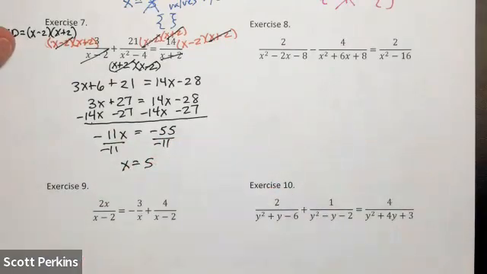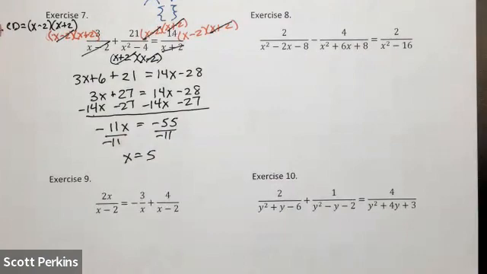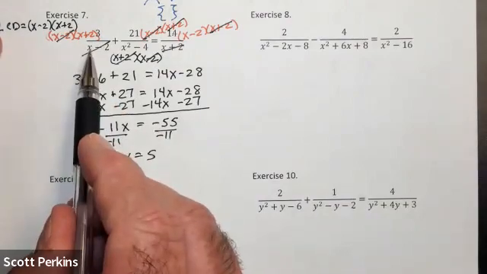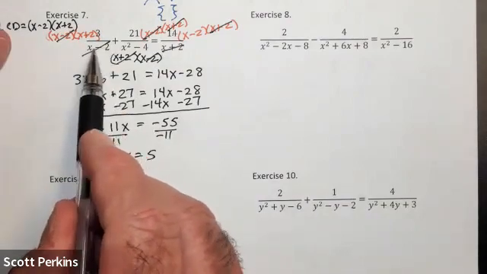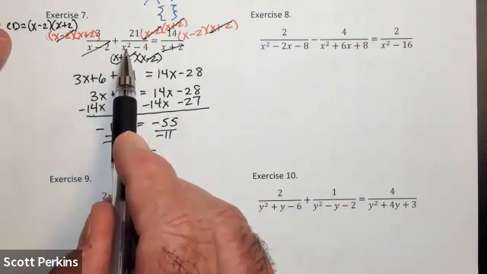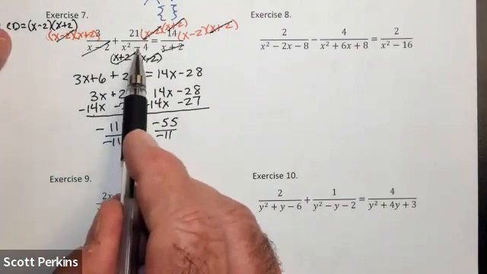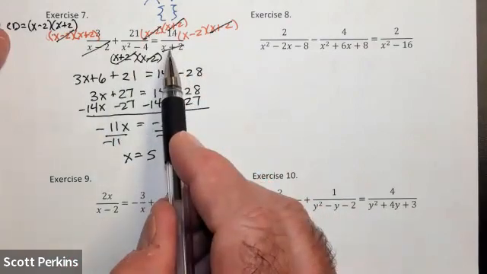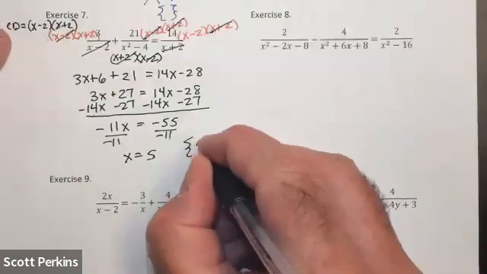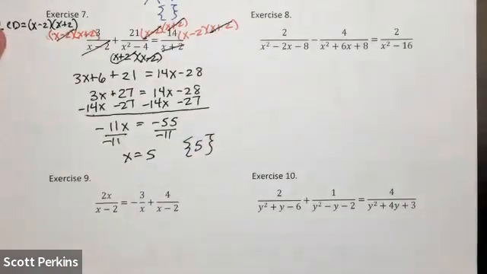So let's just make sure we've gone through all the work. Let's make sure we are 100% accurate in our answer. Does 5 make any of the denominators 0? Well, 5 makes the first denominator 5 minus 2, that's 3. Okay. 5 makes the second denominator 5 squared is 25 minus 4, that's 21. Okay. And then the third denominator, 5 plus 2 is 7. Perfect. None of them are 0. So that is a perfectly wonderful solution. I'm going to put it right there.